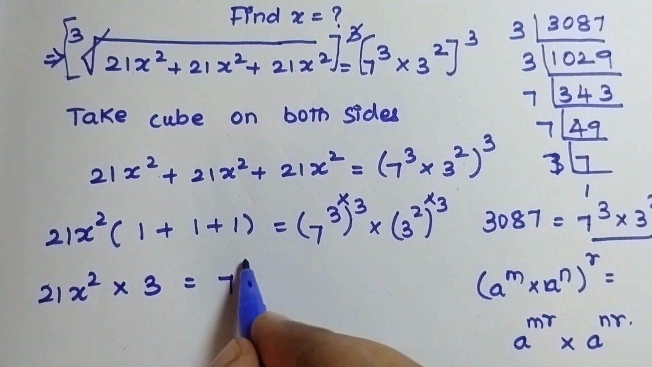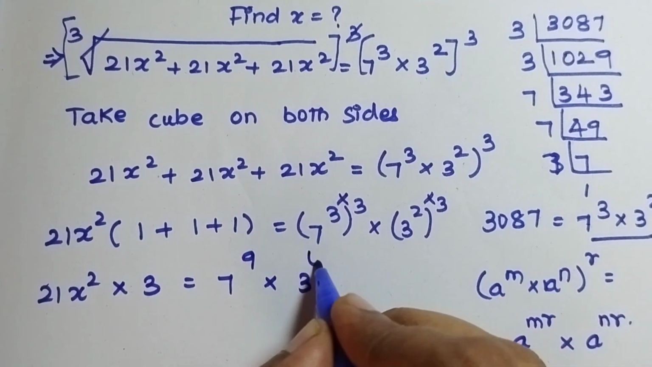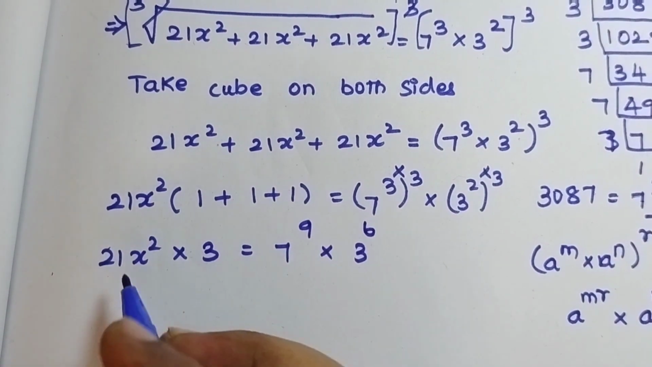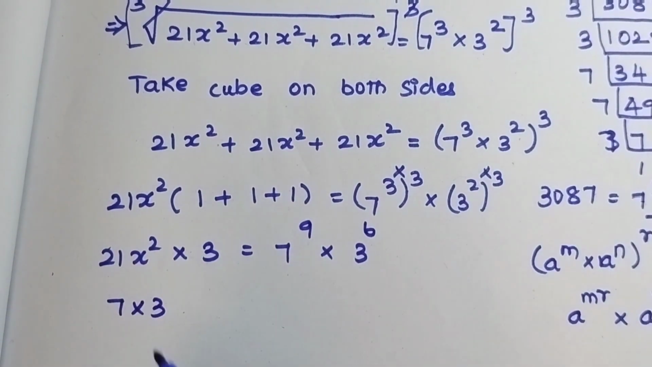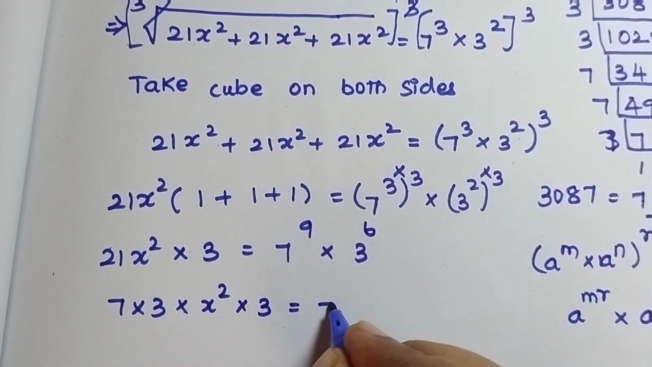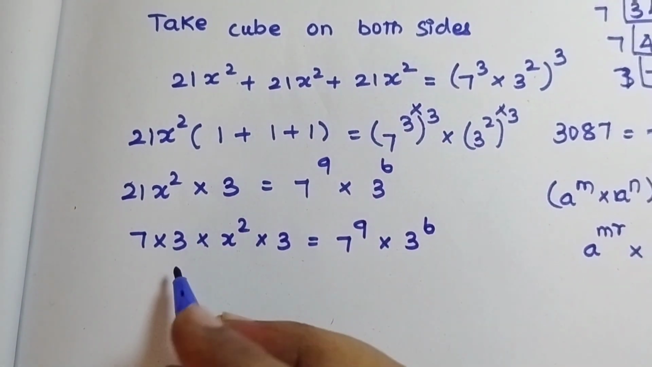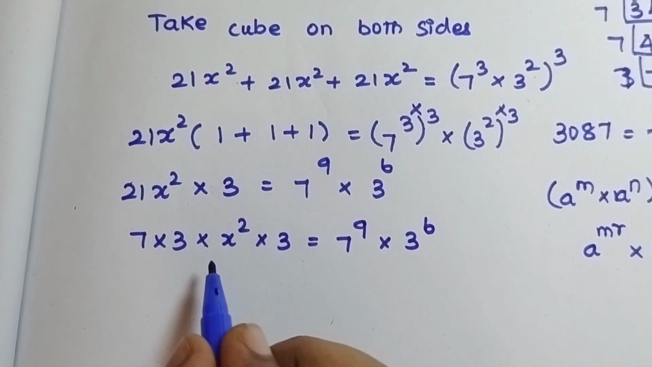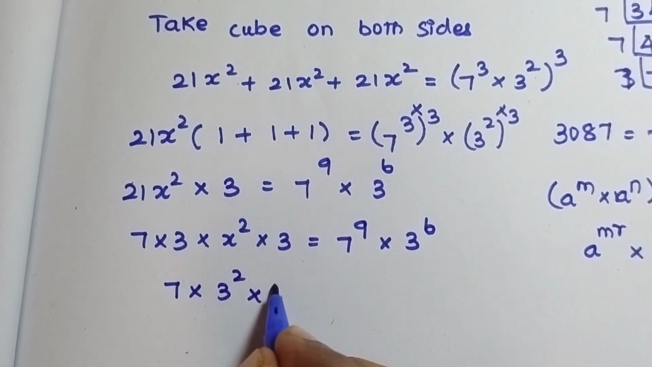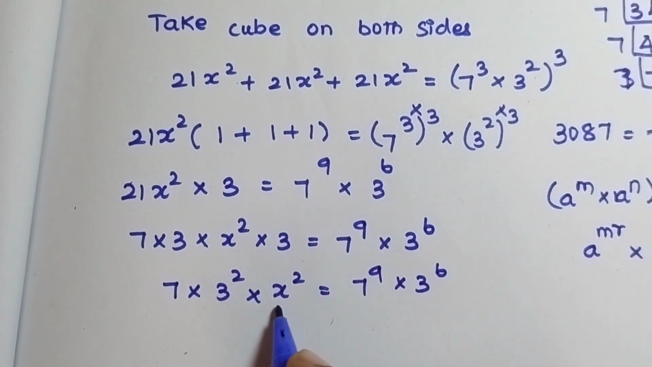7 power 3 into 3, 9, into 3 power 2 into 3, 6. Now, if you see here, this 21 can be written as 7 into 3, into x square into this 3, which is equal to 7 power 9 into 3 power 6. So now I need to find x. This equation becomes 7 into 3, 3 square into x square, which is equal to 7 power 9 into 3 power 6. So I need this x.